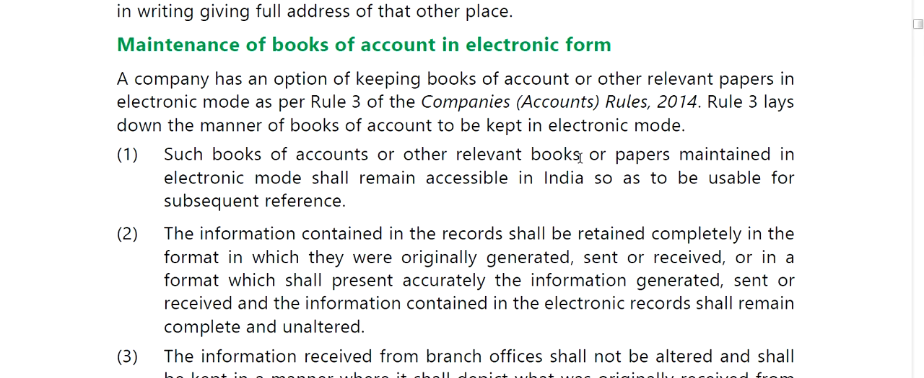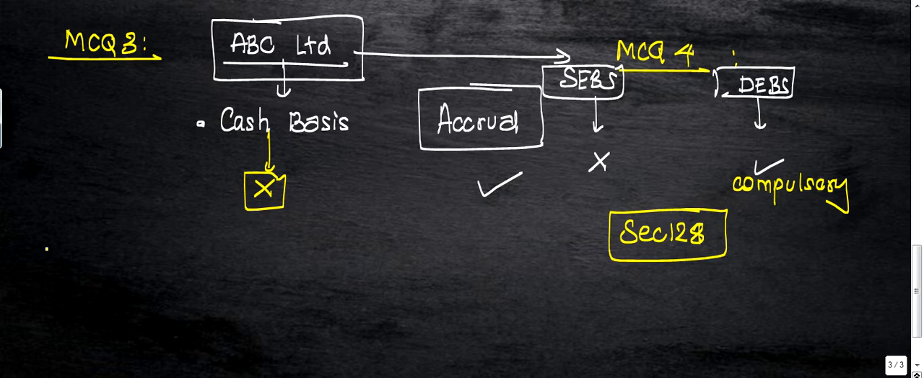Next comes maintenance of books of accounts in electronic form. A company has an option of keeping books of account or other relevant papers in electronic mode as per rule 3. So again, MCQ 4.